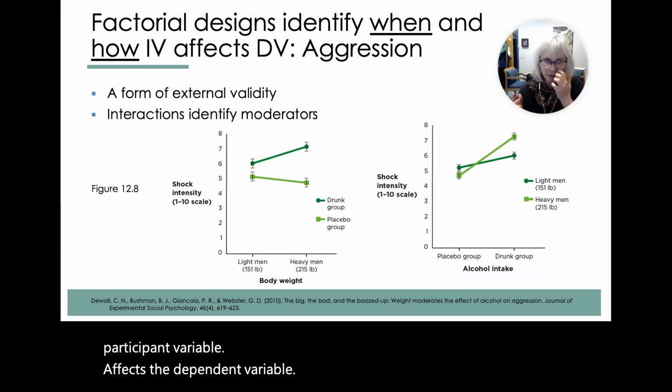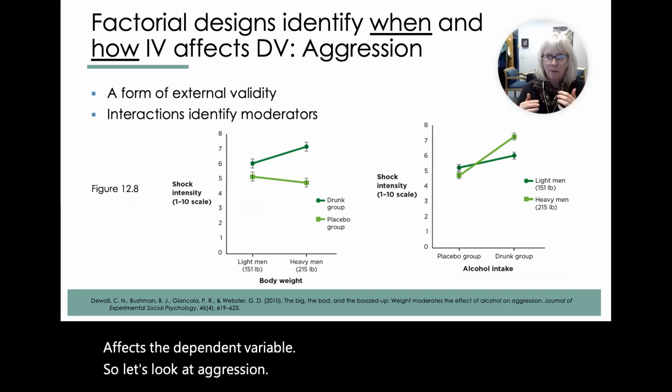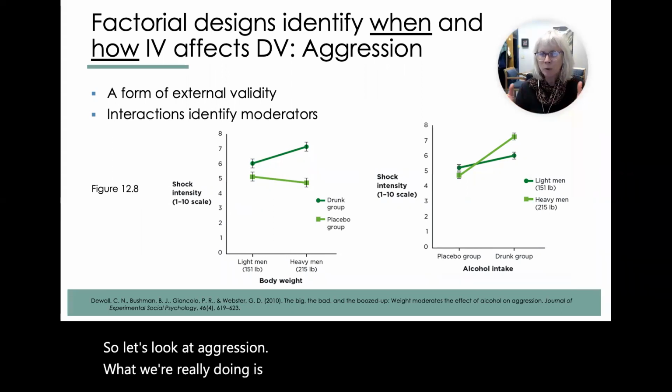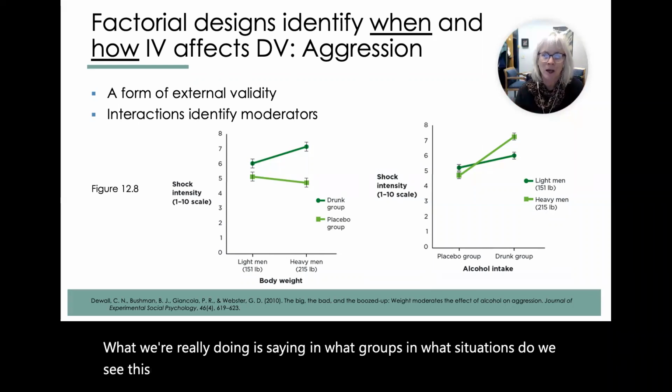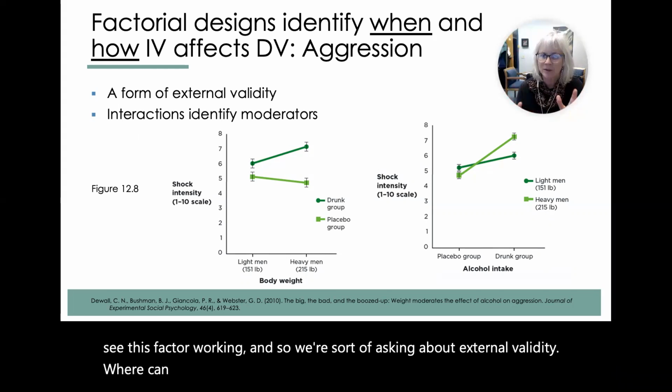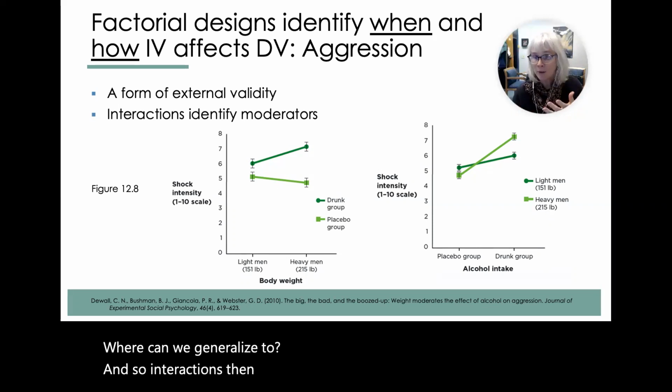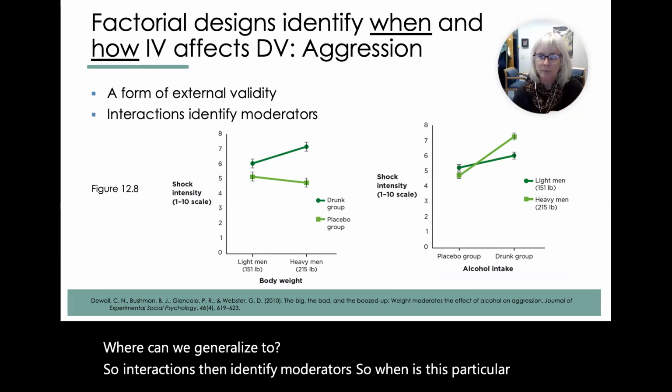So let's look at aggression. What we're really doing is saying, in what groups, in what situations do we see this factor working? And so we're sort of asking about external validity. Where can we generalize to? And so interactions then identify moderators. So when is it this particular way?